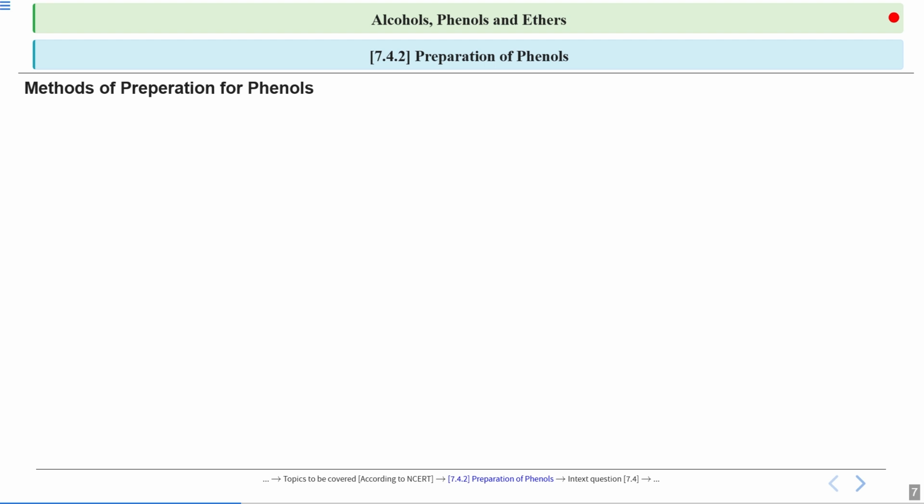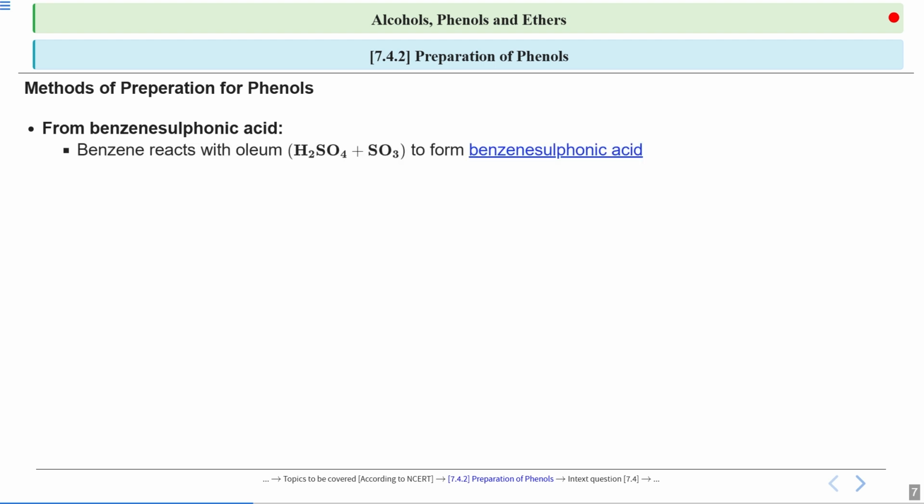Let's look upon the second method of preparation of phenols, which is from benzene sulfonic acid. Benzene reacts with oleum. Oleum is sulfuric acid plus SO3. So when you take a simple benzene and react it with the oleum, oleum is H2SO4 plus SO3. What will happen? The reaction will happen and you will get a benzene sulfonic acid.